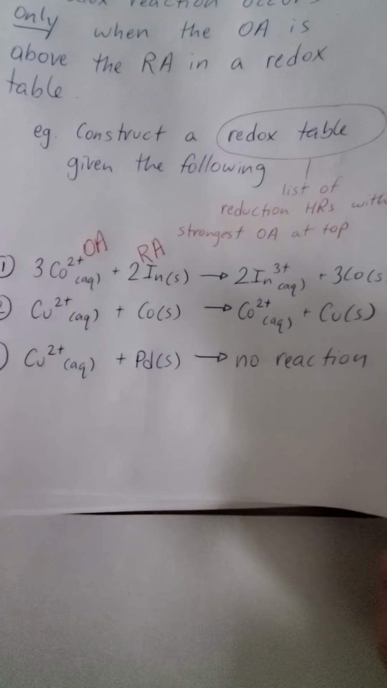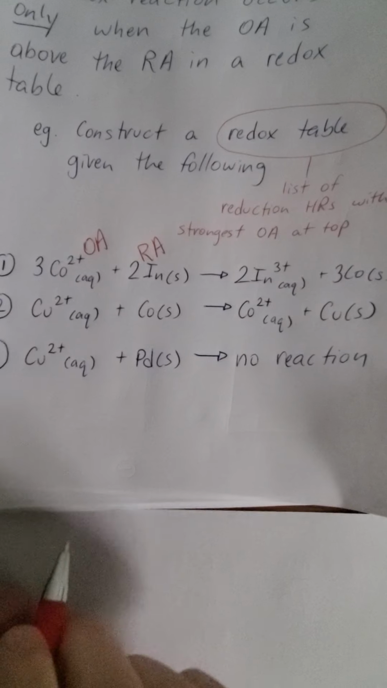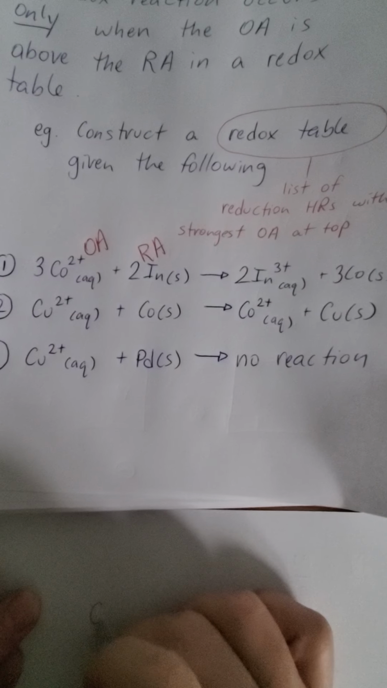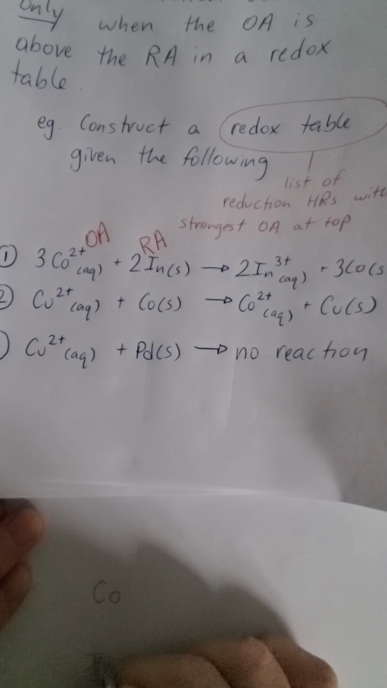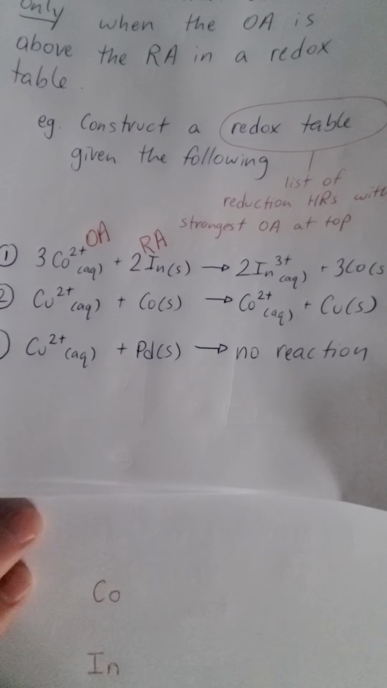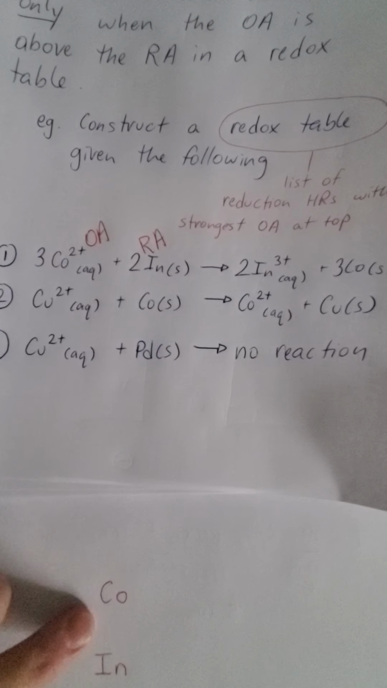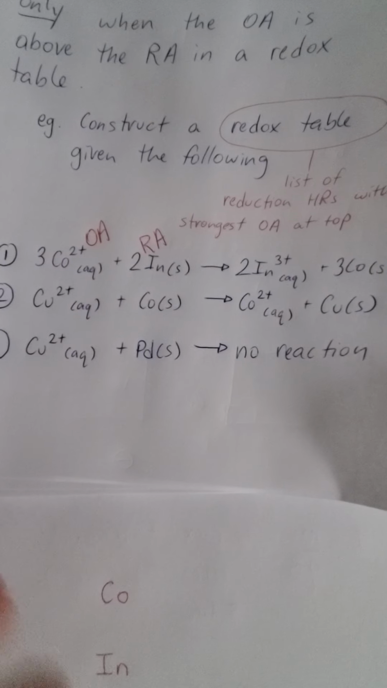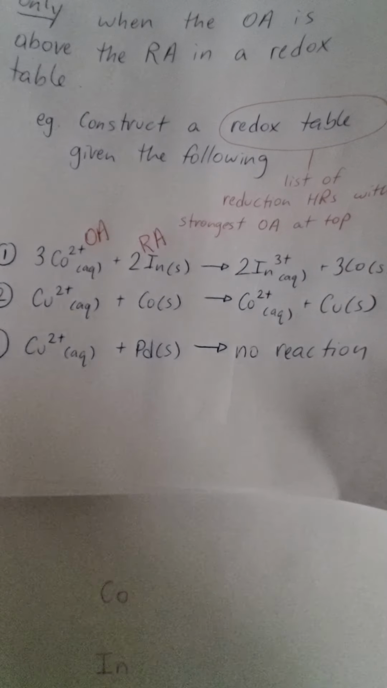Now here's how I start building my redox table. There's a reaction, so cobalt has to be above indium. So I'm starting my redox table down here. But check it out, I'm leaving space because one of the elements might end up going in between. Right now I'm just writing their symbols. I'm not caring about what state they're in. I'm not writing half reactions yet. That's what I do at the end.